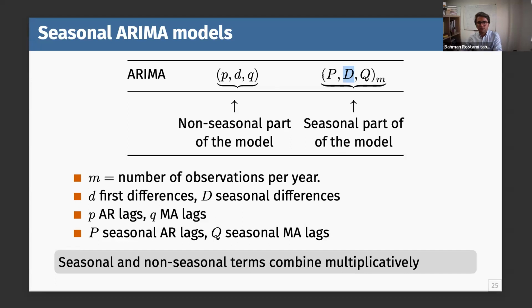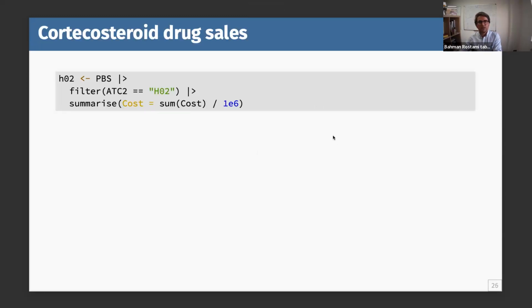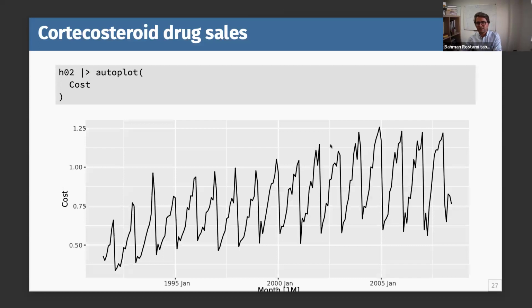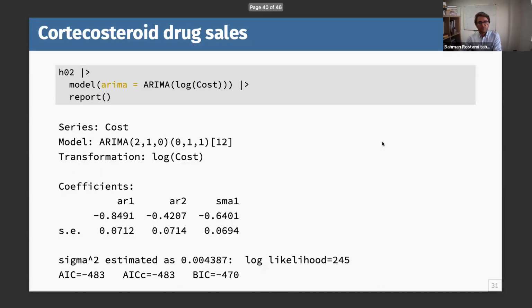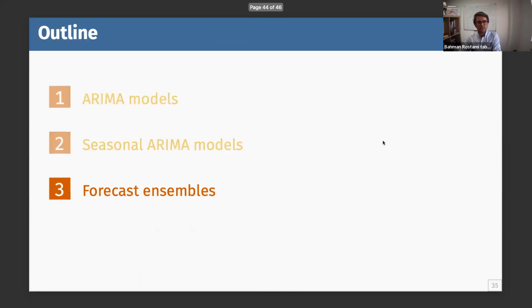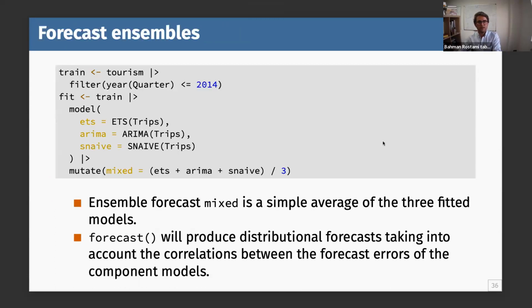And then the way we combine these two components is we multiply them together. So I will look at this example from the pharmaceutical sales. And then I will talk about the ensemble as well in the R session.